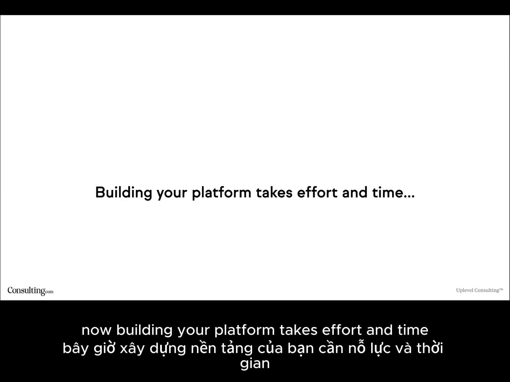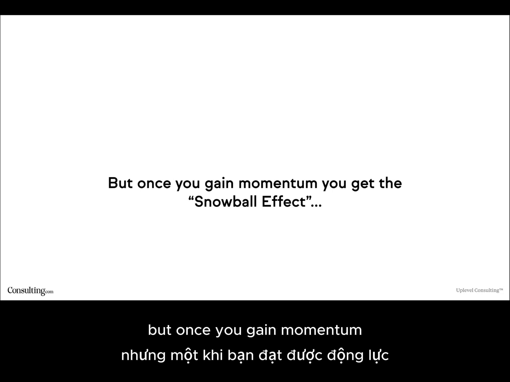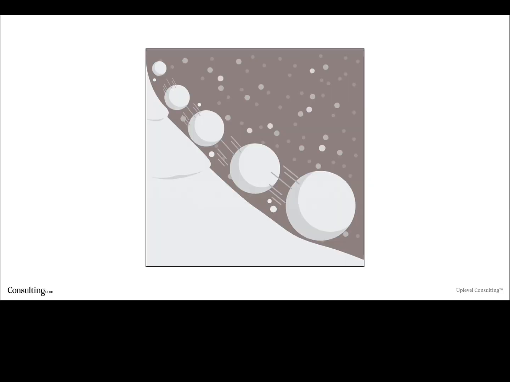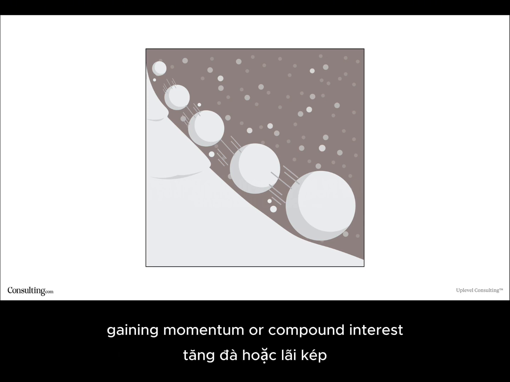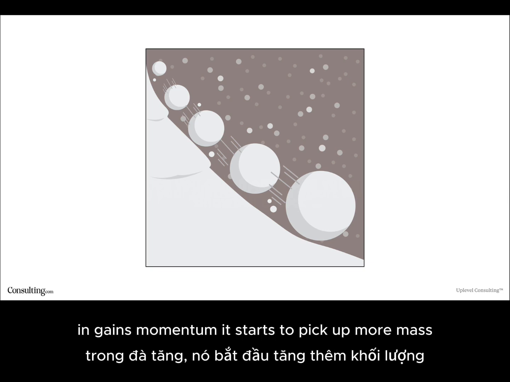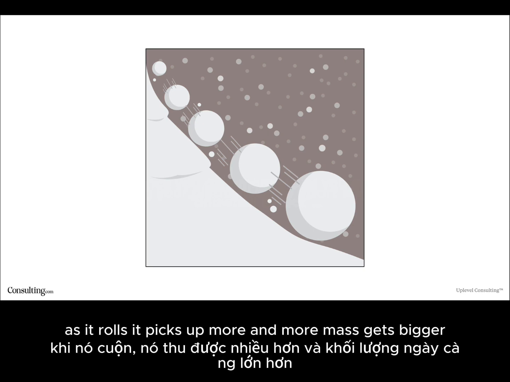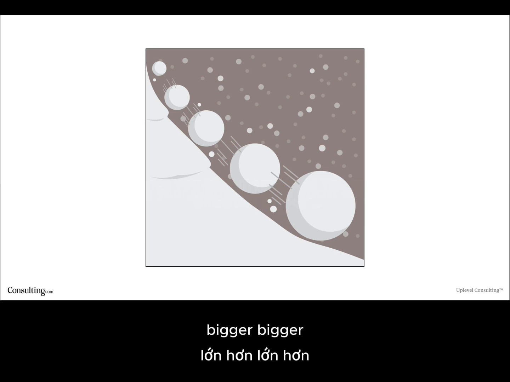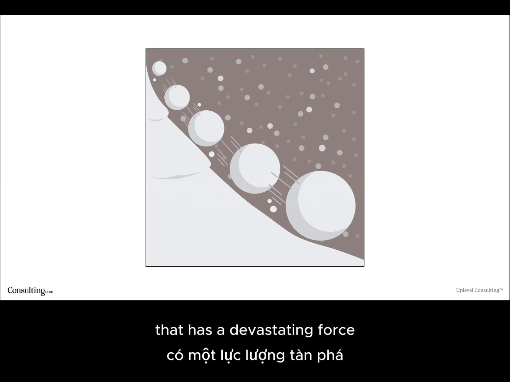Now, building your platform takes effort and time. But once you gain momentum, you get the snowball effect. And what the snowball effect basically is, it's a metaphor that relates to gaining momentum or compound interest. Something that starts small and gains momentum starts to pick up more mass. So imagine a snowball rolling down a mountain. As it rolls, it picks up more and more mass. It gets bigger and bigger until that thing turns into something with devastating force.